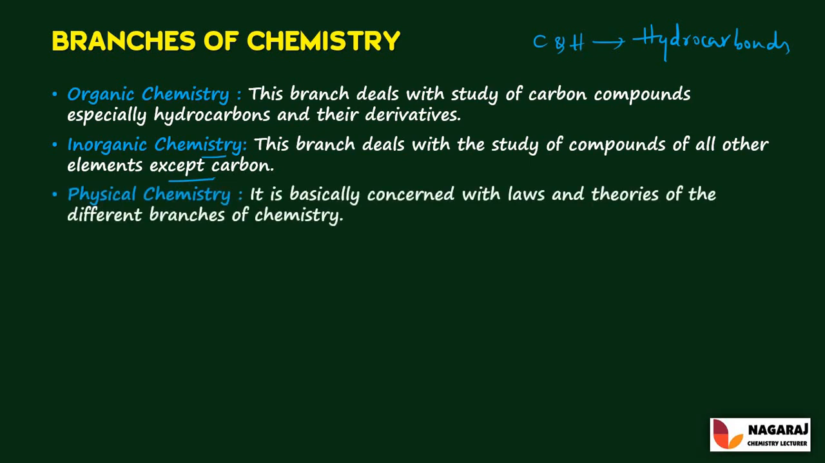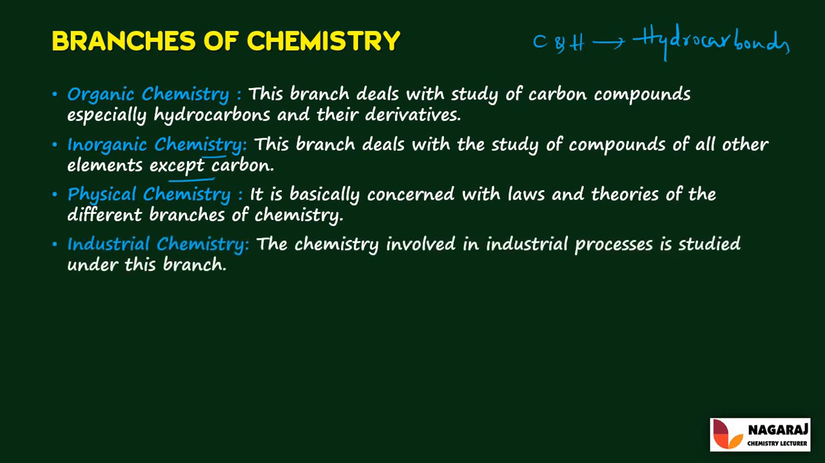And physical chemistry, this branch deals with the laws and theories of the different branches. That is, it is basically concerned with the laws and theories of the different branches of chemistry. The branch that theoretically explains the laws and the theoretical concepts of the different branches is called physical chemistry. And industrial chemistry deals with the study of industrial processes.